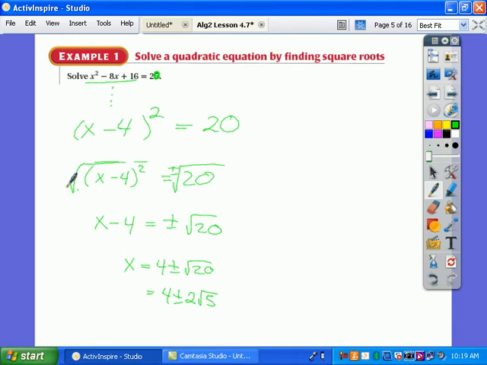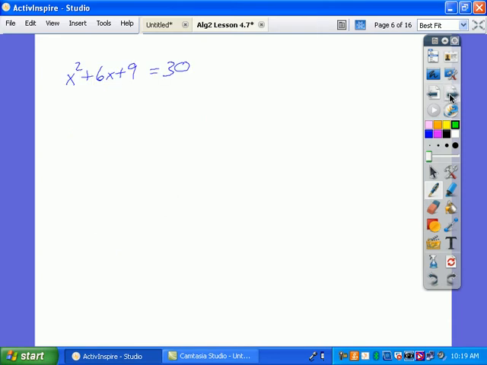Let me show one more problem, and then we'll pause for a moment. Here we have x squared plus 6x plus 9 equals 30. If you try a factoring technique, a graphing technique, or the square root method as it is, none of those three options are really viable here. But instead, if I look to write this left-hand side as some quantity squared, then I can use the square roots technique.